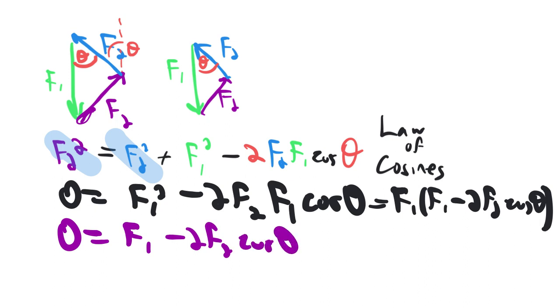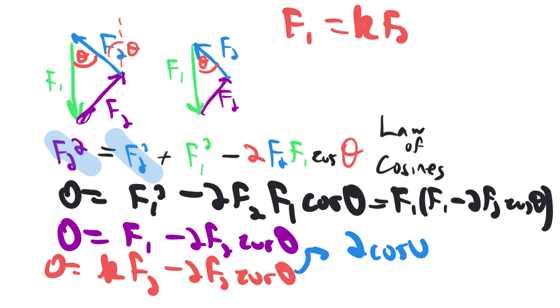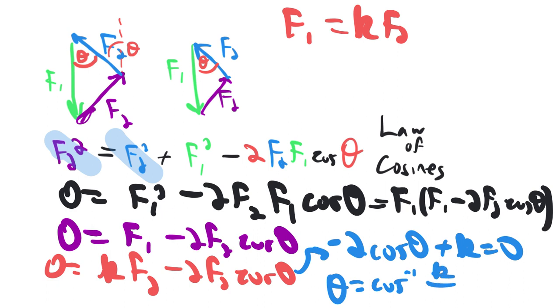But remember, as we had before, that F1 is some constant k times F2. So this equation becomes 0 equals k F2 minus 2 F2 cos theta, which it should not be too hard to convince yourself ends up being, again, that minus 2 cosine theta plus k is 0. And that's the same equation as before. So we end up, again, that theta is the inverse cosine of k over 2. Ends up the same place as it has to.